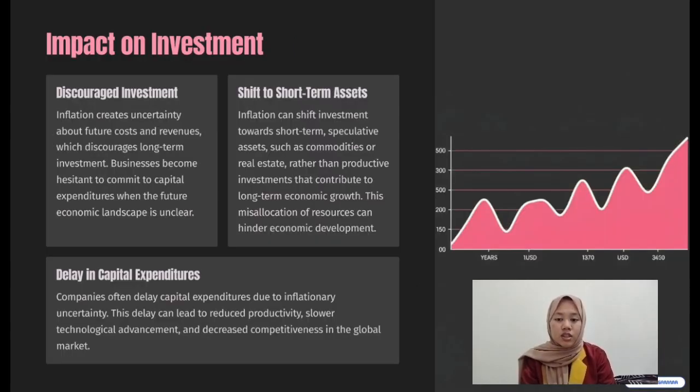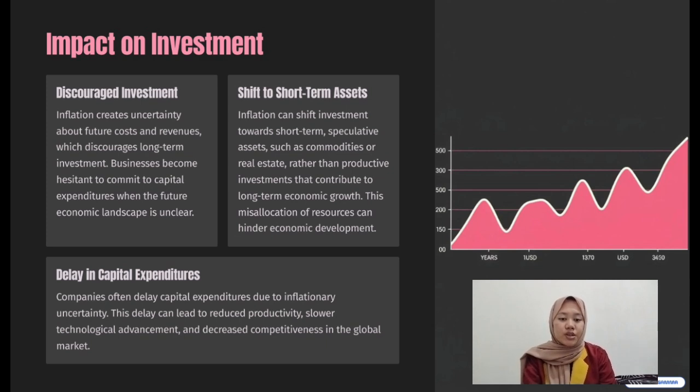Impact on investment. Discourages investment. Inflation creates uncertainty about future costs and revenues, which discourages long-term investment. Businesses become hesitant to commit to capital expenditures when the future economic landscape is unclear.